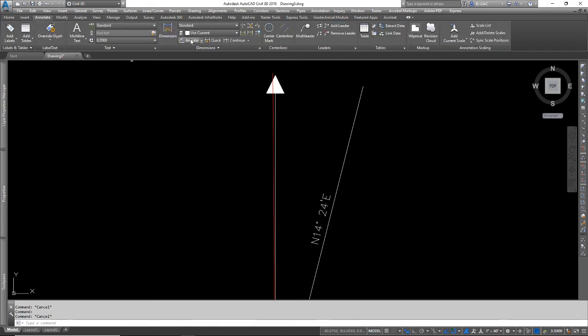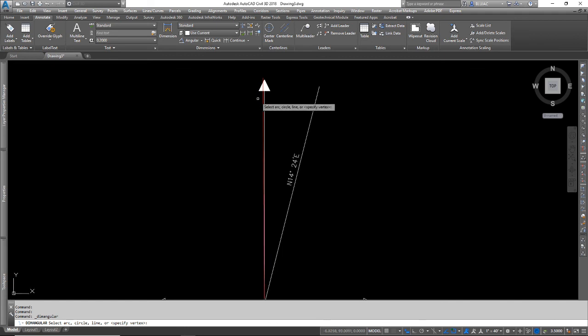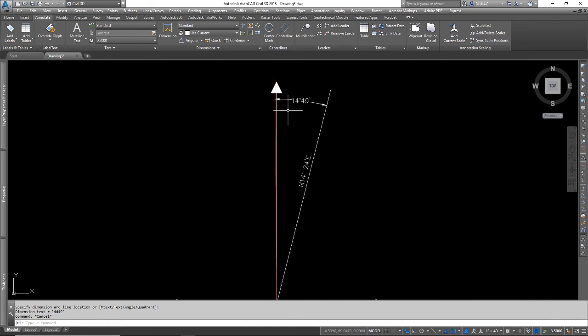I can do an angular dimension, and that's one way to find the angle between lines. You can see here my new magnetic bearing is 14 degrees 49 minutes, 25 minutes different from the true bearing because we have 25 minutes of angle between our magnetic declination and our true north.